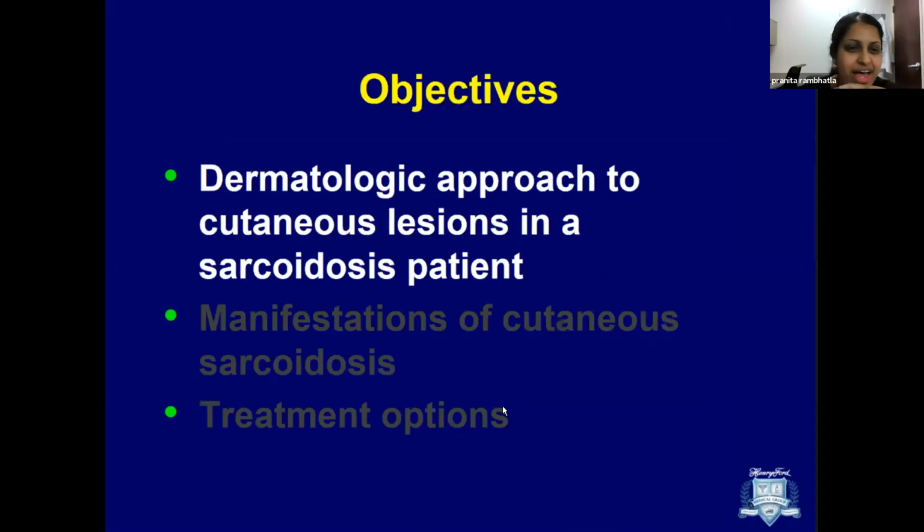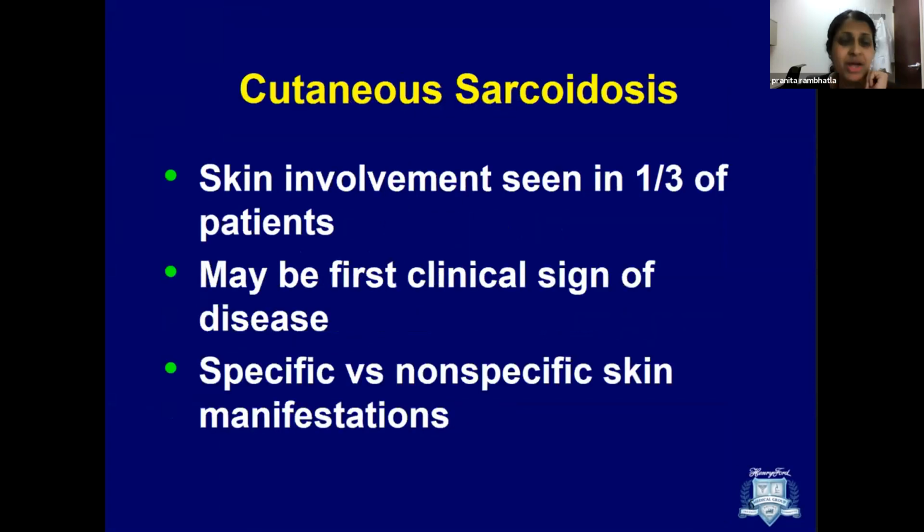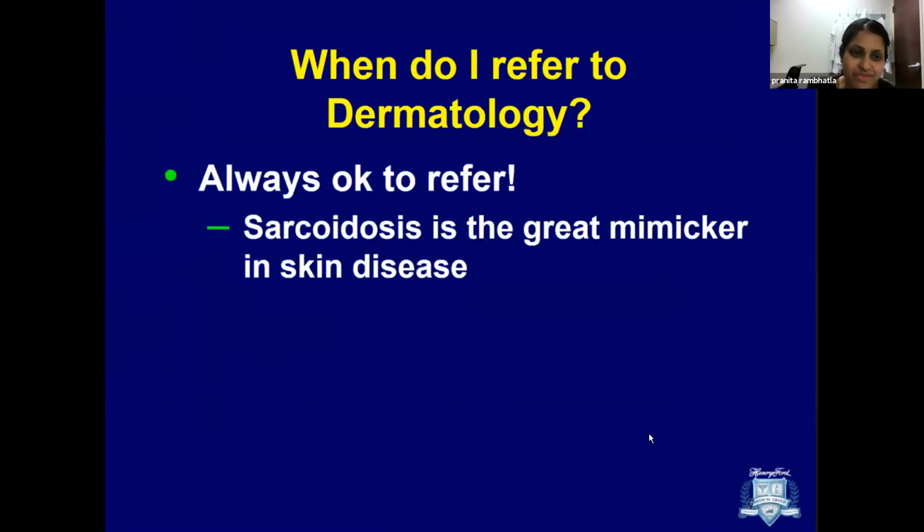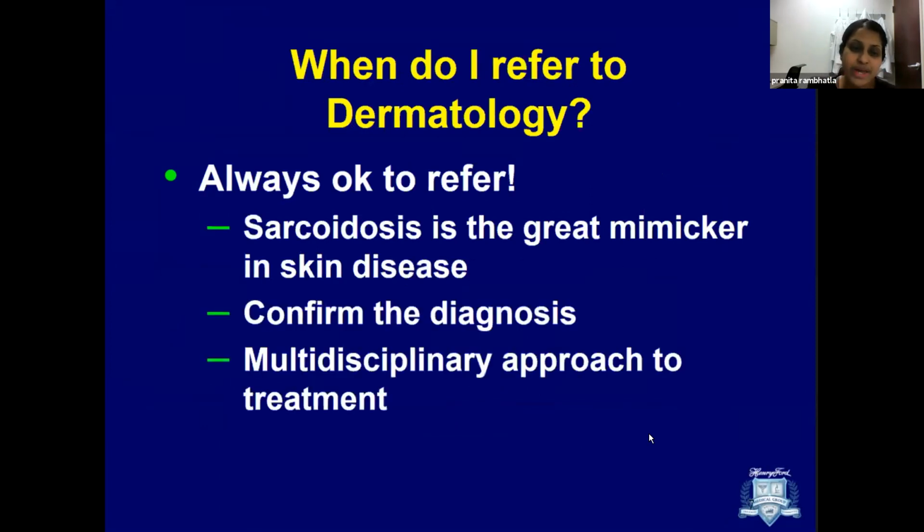So let's start by looking at the dermatological approach to cutaneous lesions in a sarcoidosis patient. We know that skin involvement is seen in about one third of patients with sarcoidosis, and it can sometimes be the first clinical sign of disease. We do have both specific and non-specific skin manifestations, which we will go through. We're always asked, when is it okay to refer to dermatology? I would say it's always okay to refer, because sarcoidosis really is the great mimicker in skin disease. So we can help confirm the diagnosis and offer a multidisciplinary approach to treatment.